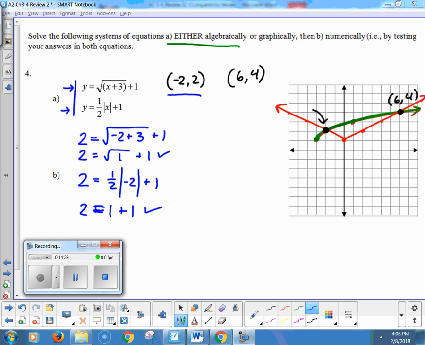You should also test 6, 4 in your equation. So let's see, my x is 6 and y is 4. So testing it in the top equation, I'd get 4 is supposed to equal the square root of 6 plus 3, which is 9, so 3 plus 1. That works. And also 4 is supposed to equal 1/2 of the absolute value of 6. So that much is 3 plus 1, and that also works.